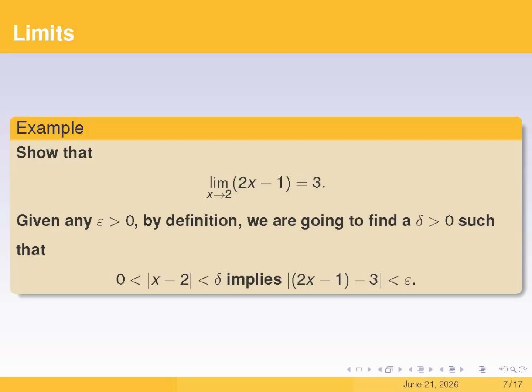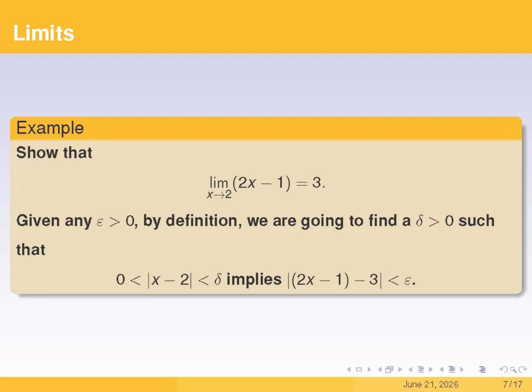Calculate the limit of the function 2x minus 1 as the variable x approaches 2. Intuitively, the calculation is done by directly substituting x equals 2 into the function 2x minus 1, which gives a limit of 3. However, here we are proving it by definition, not by intuitive calculation.